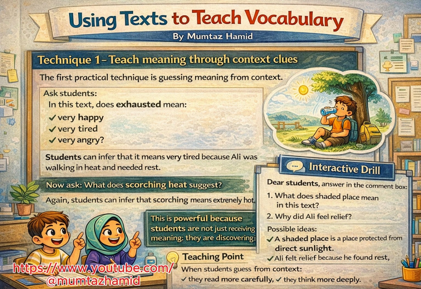Interactive drill. Dear students, answer in the comment box. What does shaded place mean in this text? Why did Ali feel relief? Possible ideas: a shaded place is a place protected from direct sunlight. Ali felt relief because he found rest, shade, and water. Teaching point: when students guess from context, they read more carefully, they think more deeply, and the word stays longer in memory.